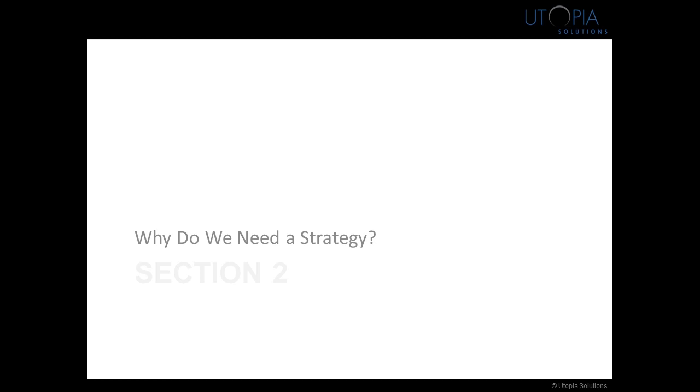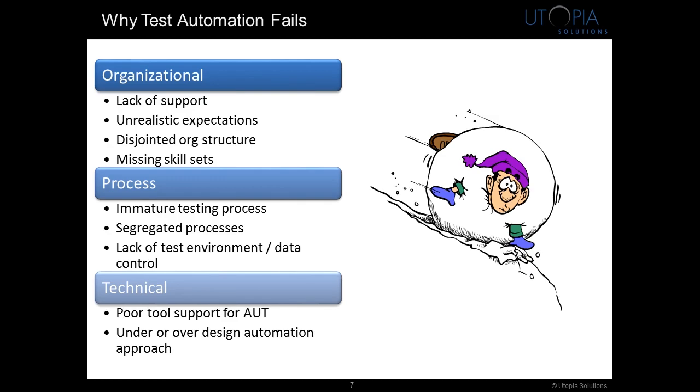So, in order to understand why we need a strategy, I think it helps to look at why automation fails. Despite the most sophisticated tools and the best architected frameworks, test automation implementations fail at a pretty alarming rate. And I'm not just talking about the huge mushroom cloud type failures. I'm talking about implementations that may still be ongoing, but not delivering any value to the organization.